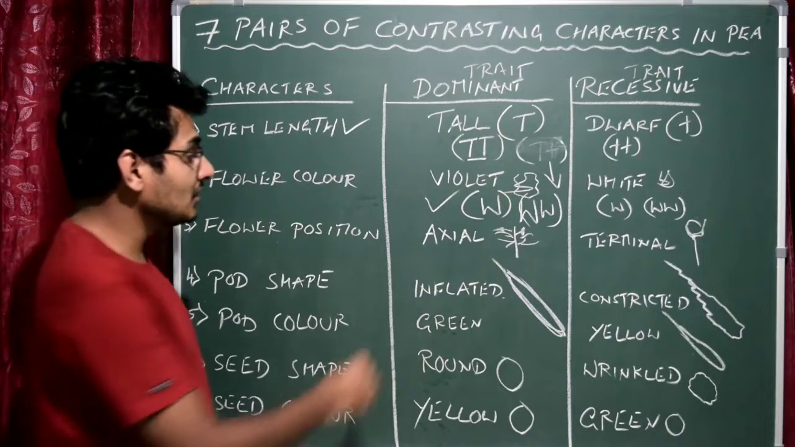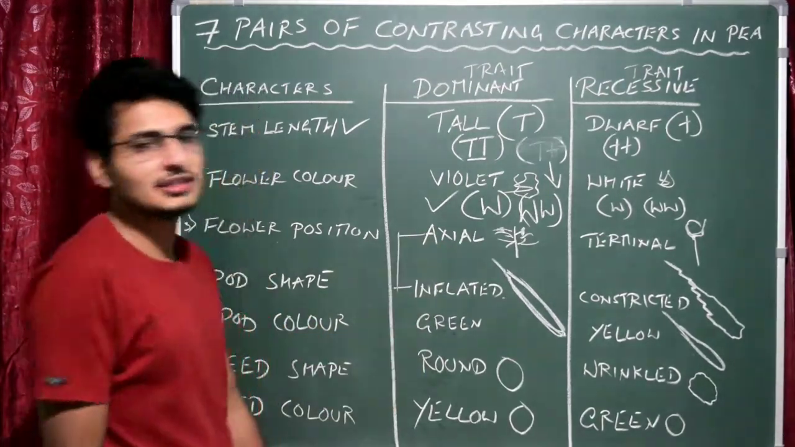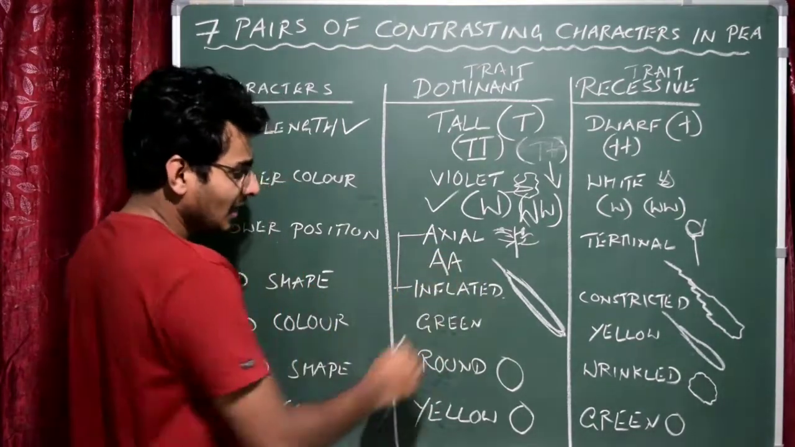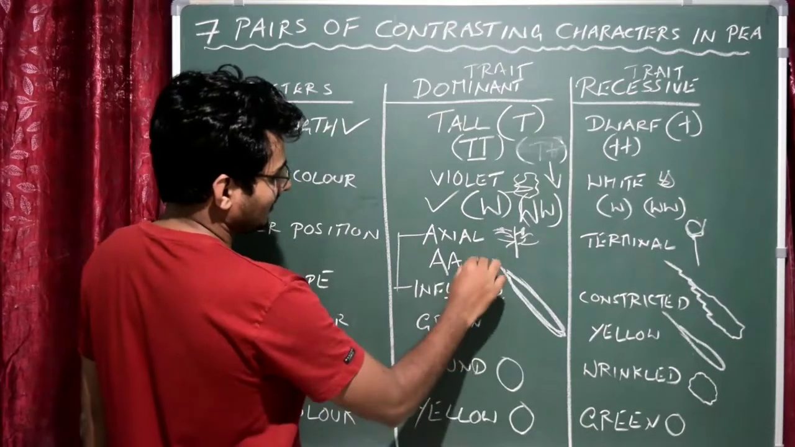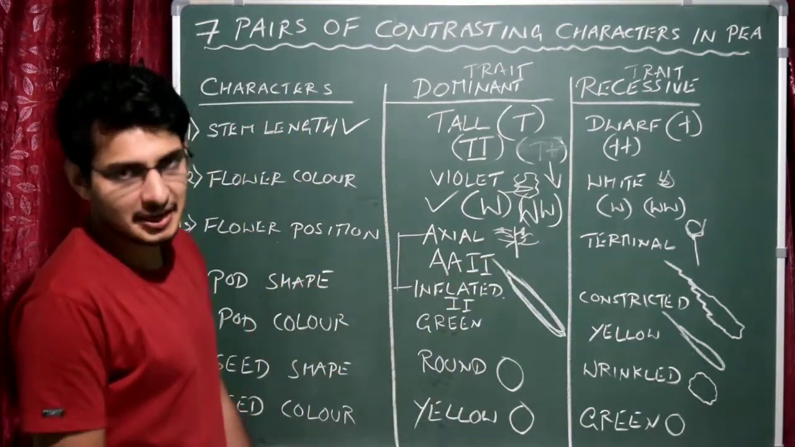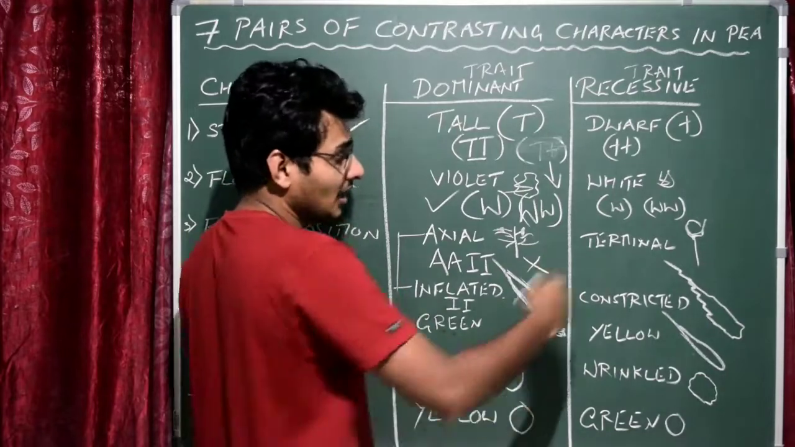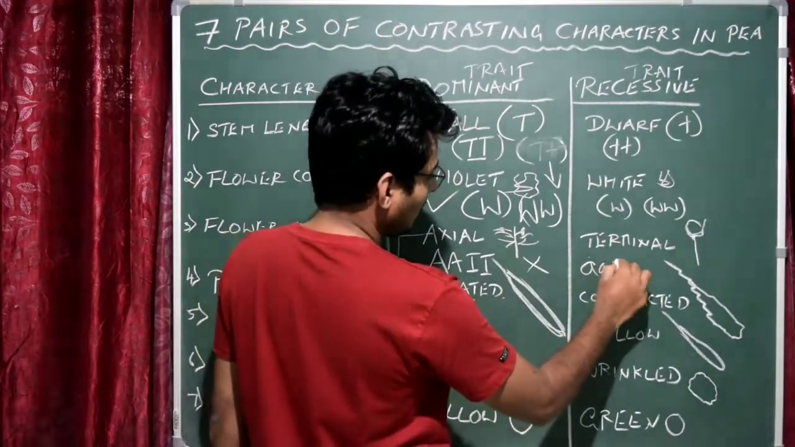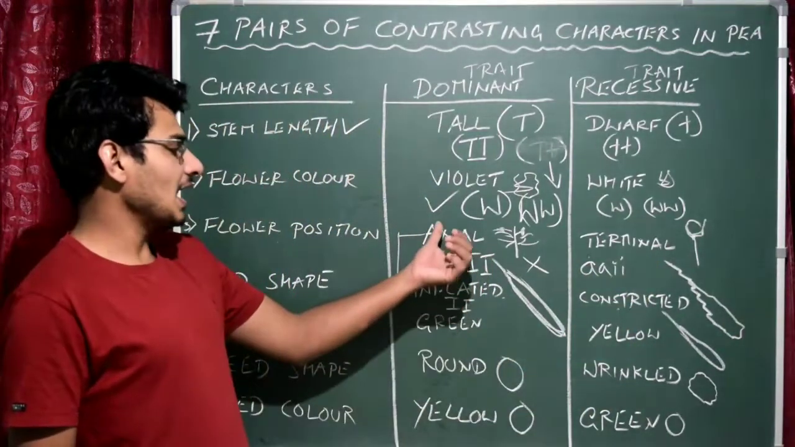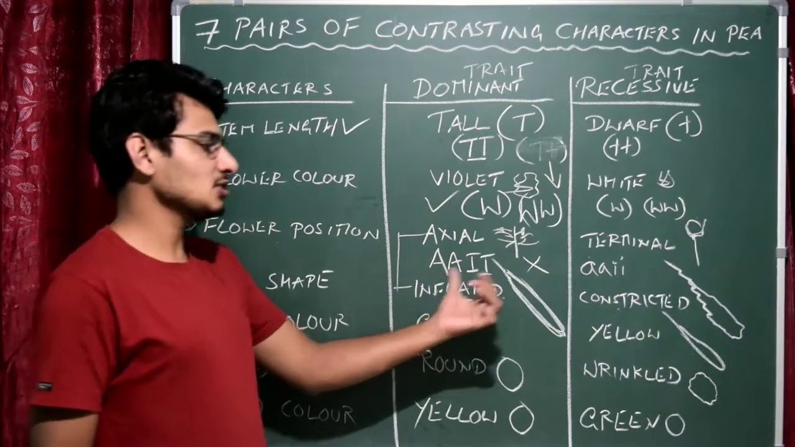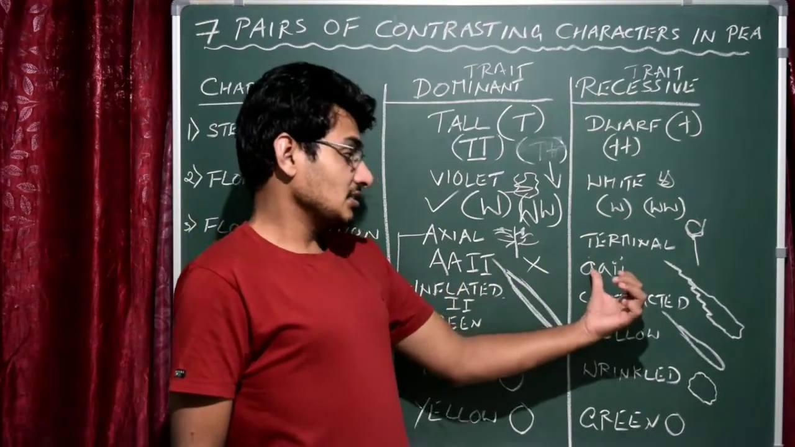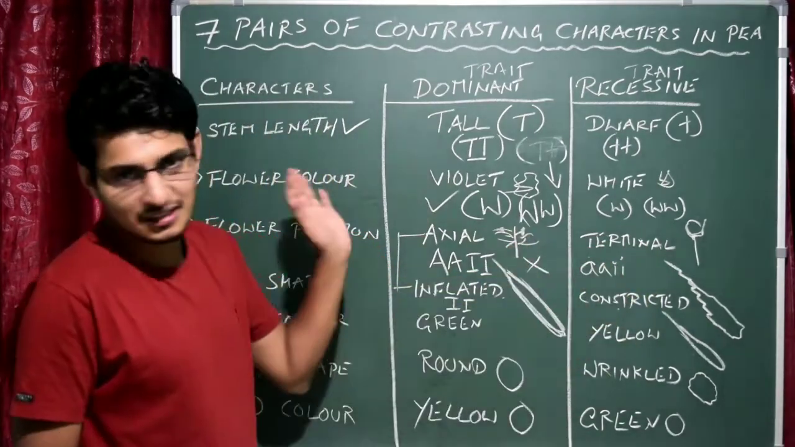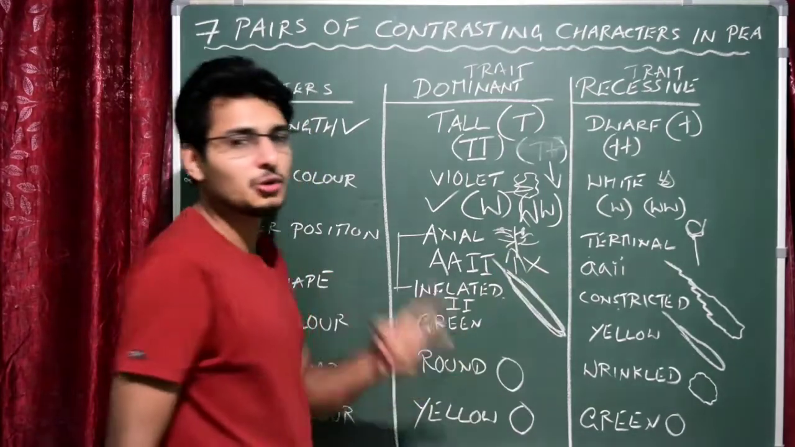Even, you can consider 2 characters at a time. That is the dihybrid cross. For example, see, if I take axial, that is AA, and also inflated, that is II. I am considering 2 characters at a time, and these are crossed with small a and constricted, that is small i. A homozygous axial, homozygous inflated plant is crossed with a homozygous recessive terminal, homozygous constricted plant. Correct? Only a single plant, but you are taking 2 characters at a time.